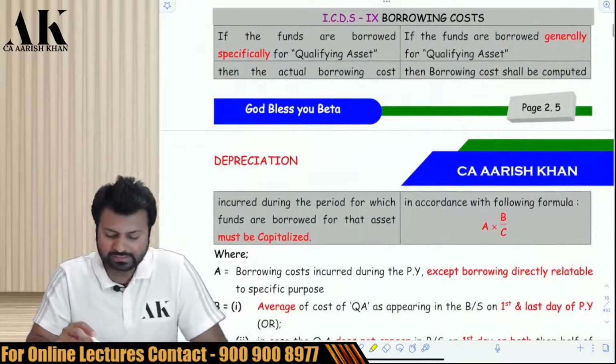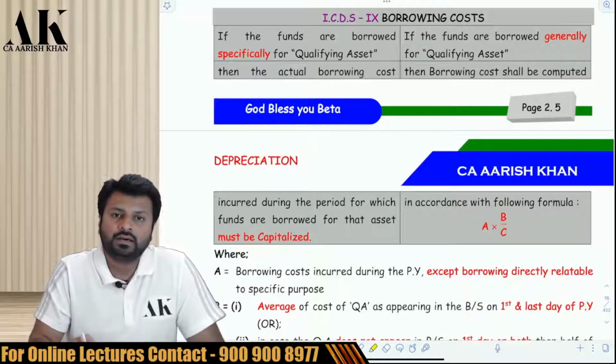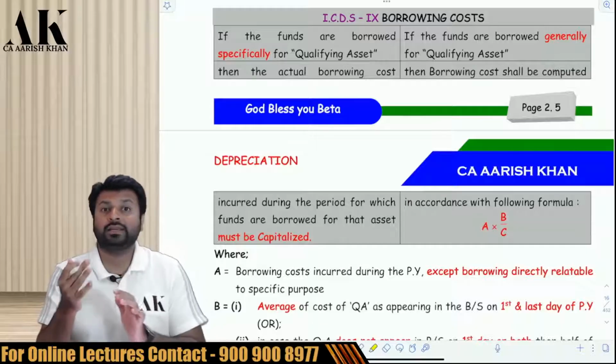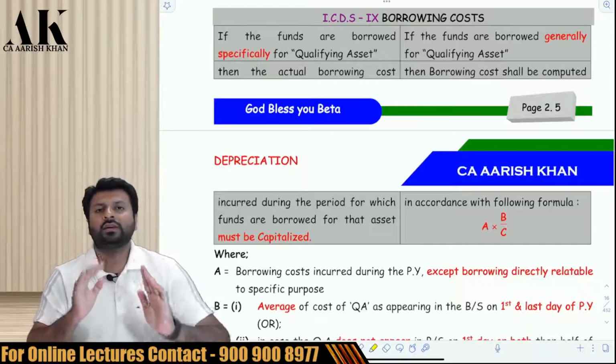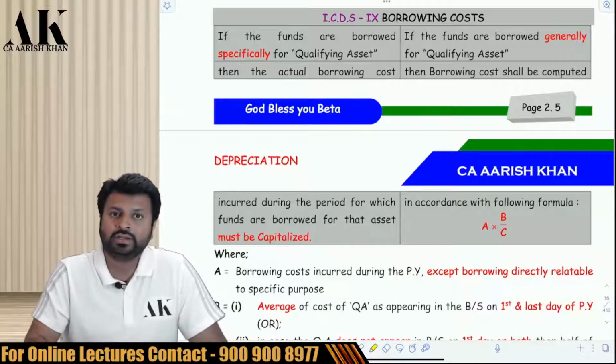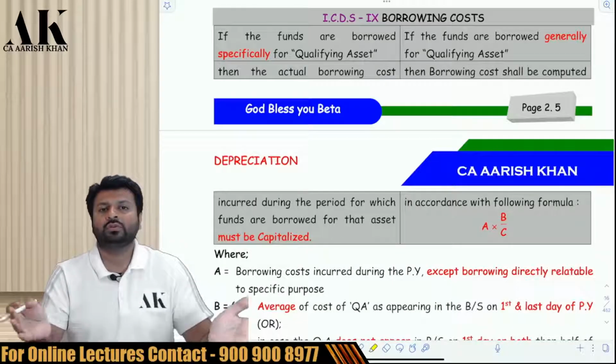Now, one more ICDS is there which you need to understand, that is borrowing cost, which is similar to what you do in Ind AS FR. In borrowing cost, you have heard a technical word like qualifying asset. What do you mean by the term qualifying asset? A qualifying asset means an asset which takes a substantial period of time to be ready for its intended use. An asset which takes a substantial period of time to be ready for its intended use is known as a qualifying asset.